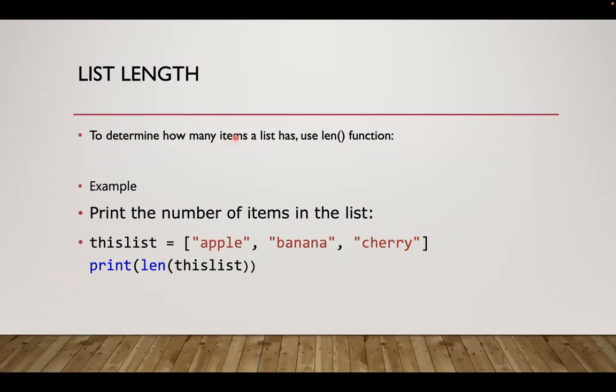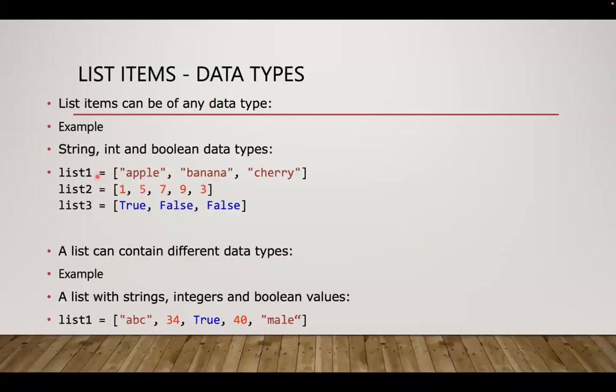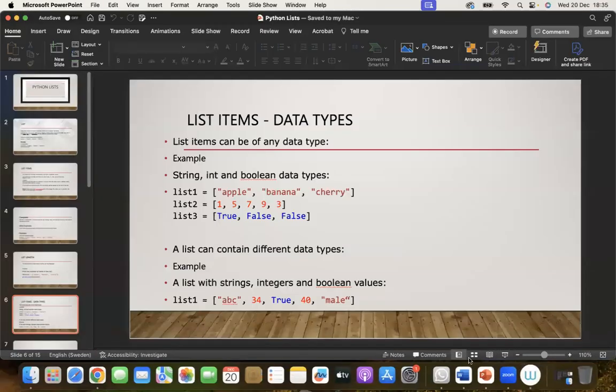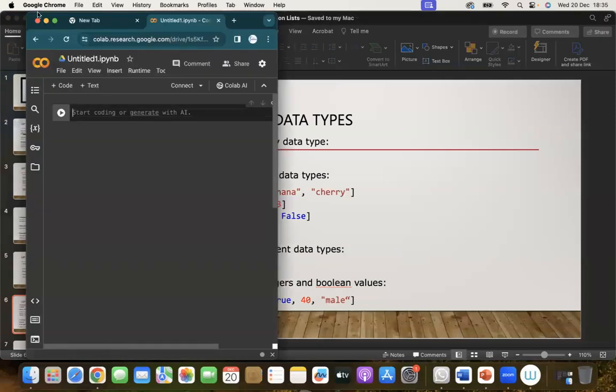To determine how many items a list has, we use the length function. So we say print the number of items in the list. This list equals apple, banana, cherry. Print length of this list. So we want to print the length of this list, and then it's going to give us the number. Before we go on to these items, let's go to our Google Colab and see what we're talking about.